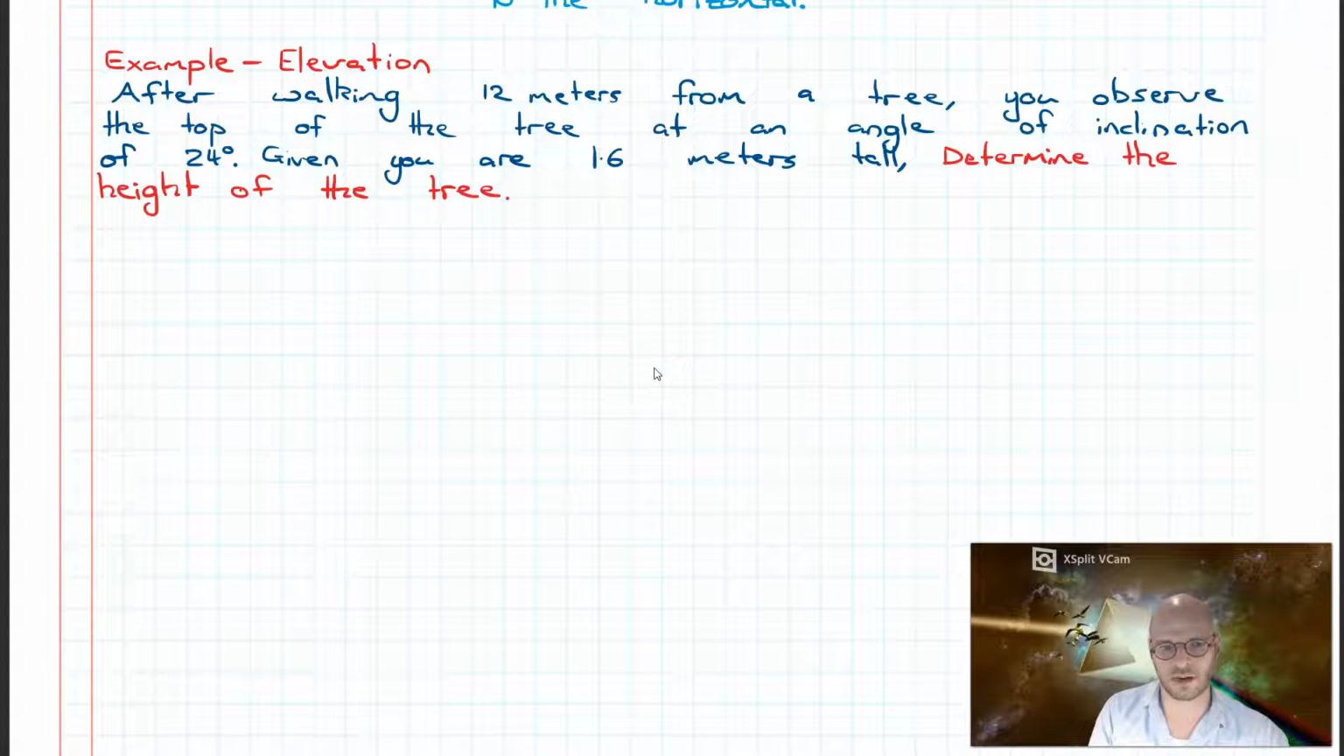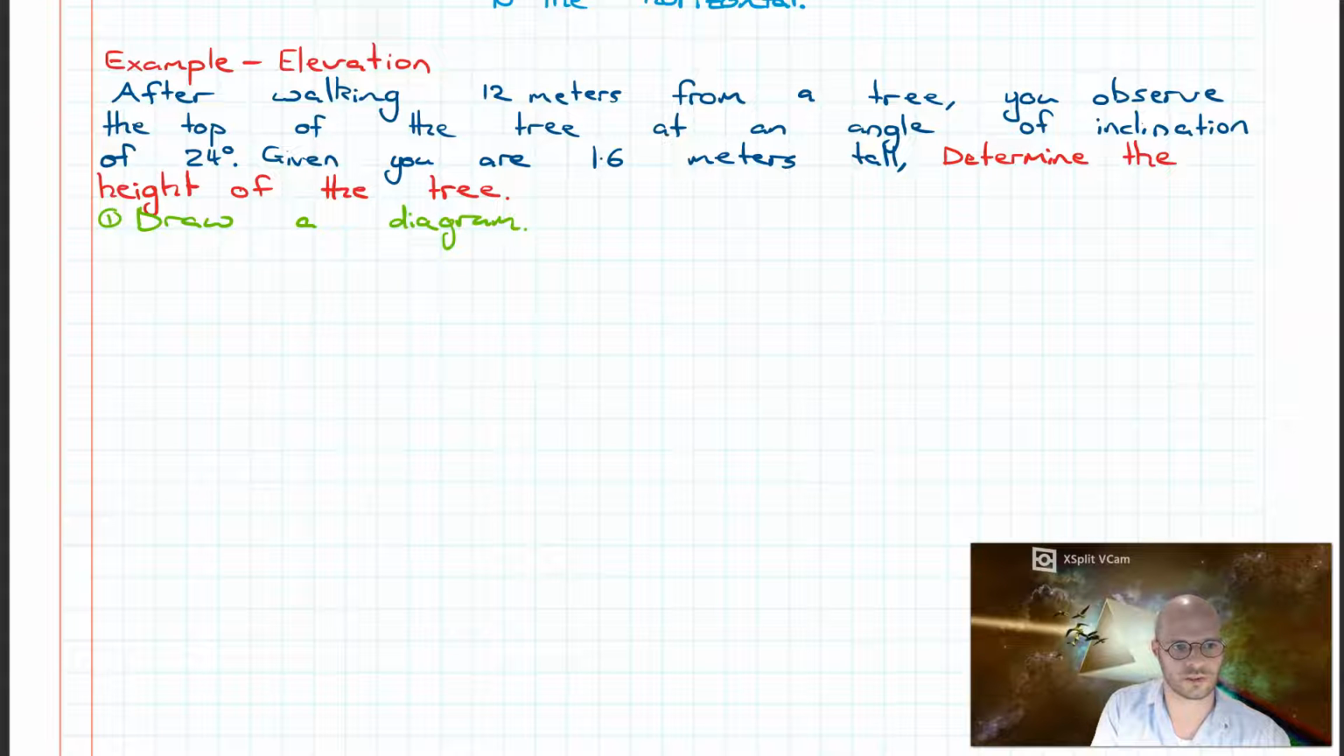Now, the way in which I recommend solving these sorts of problems here is through a four-step process. The first step in the process is we draw a diagram. The reason for drawing the diagram is it makes sure that we understand the context of what's going on here and we can see visually what it is we're trying to solve. So in this case, I'm going to draw a tree, a person separated by a distance of 12 meters.